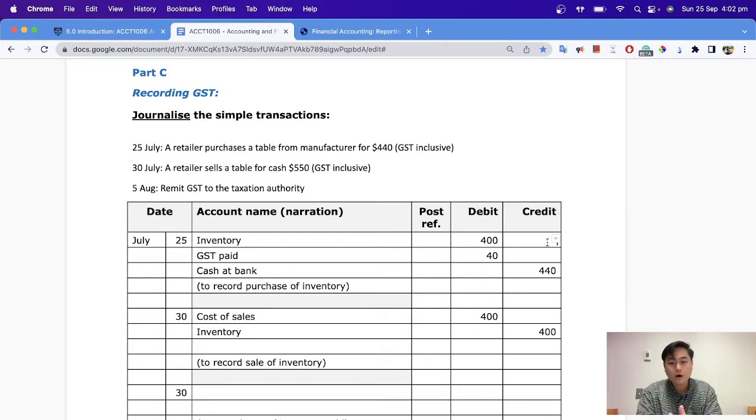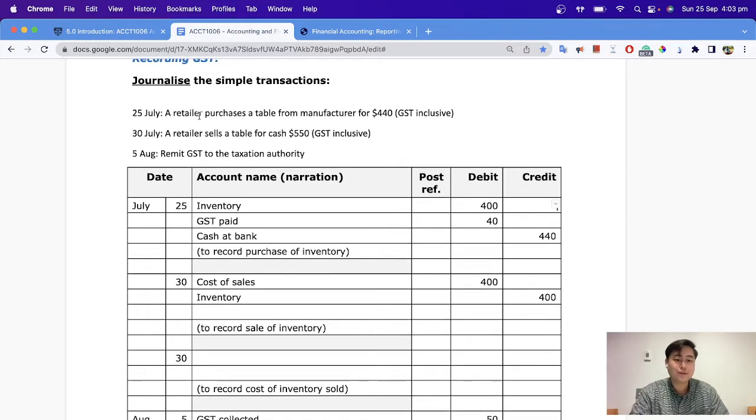$110, you only get $100. Yes, you get the $10, but that $10 does not belong to you. That $10 belongs to the government. So it is in a separate account from your accounts receivable or your revenue, because you are acting as an agent for the government to collect the GST. At the end of the period, it could either be annually or I think quarterly, you're going to have to give this GST back to the government because it's a general sales tax.